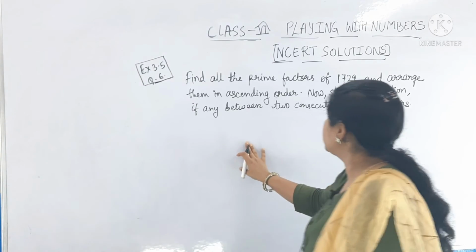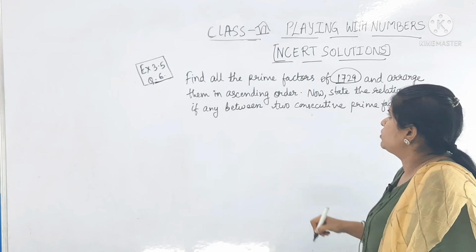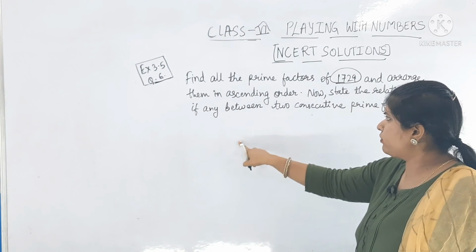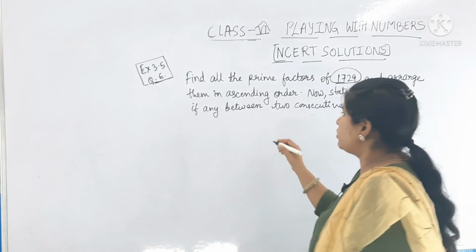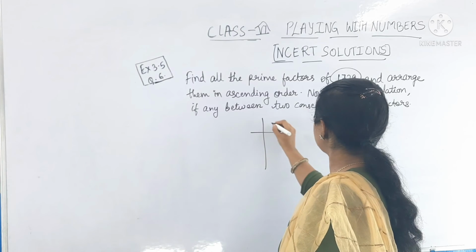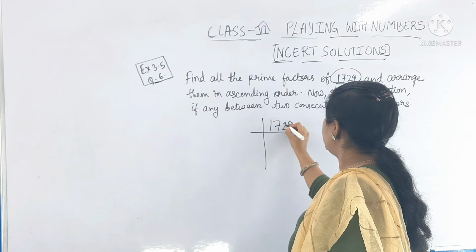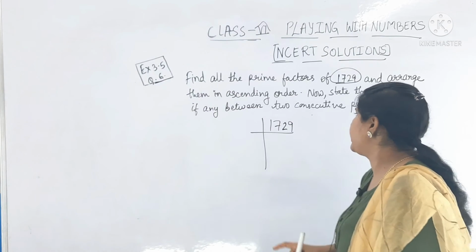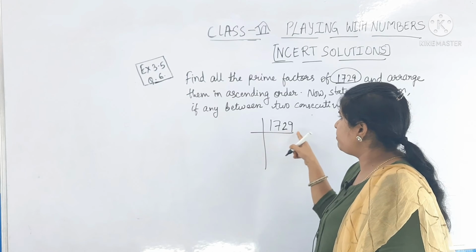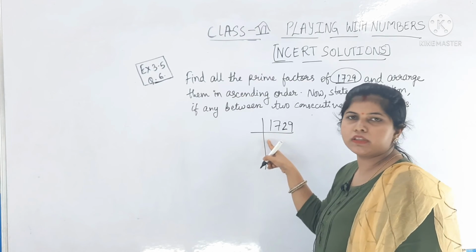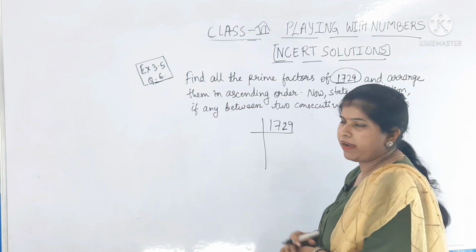Okay students, here we have to find the prime factors of the number 1729, and we have to state the relation, if any, between the two consecutive prime factors of this number. So let's do the prime factorization for 1729. It will not go by 2. Then we check for 3. 7 plus 2 is 9, 9 plus 9 is 18, 18 plus 1 is 19. So it is not divisible by 3, also not by 5.